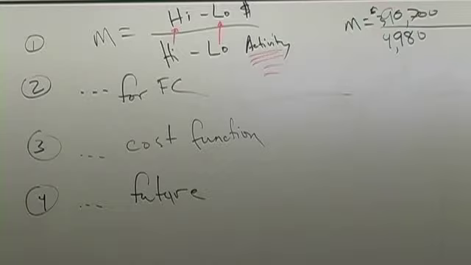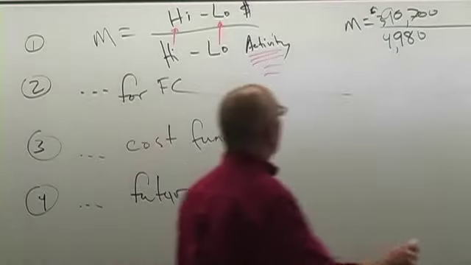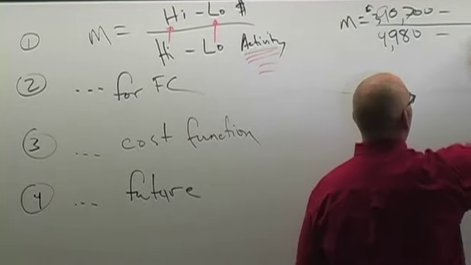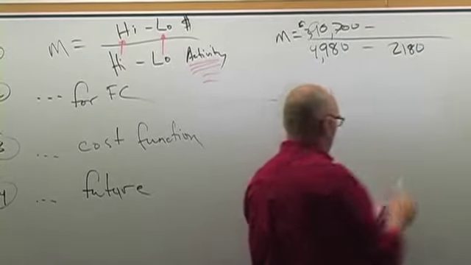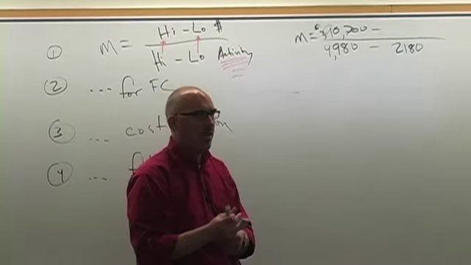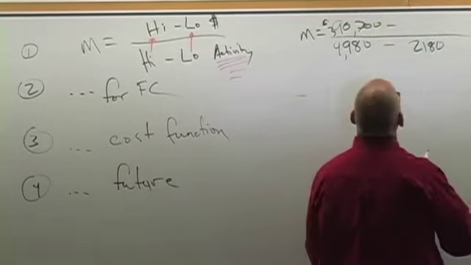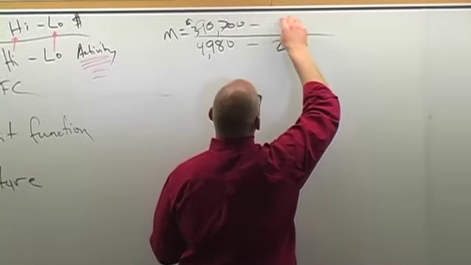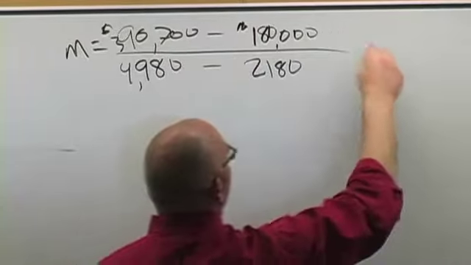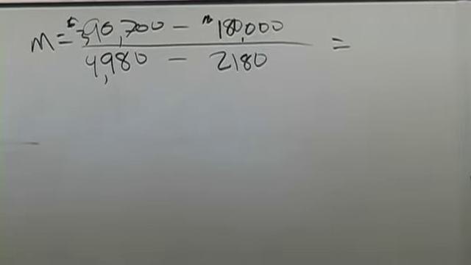What's the low activity, Nicole? Looks like 2,180. And what costs are associated with that, Sarah? 180,000. Okay. So now we just need to do the math. What's this work out to be?